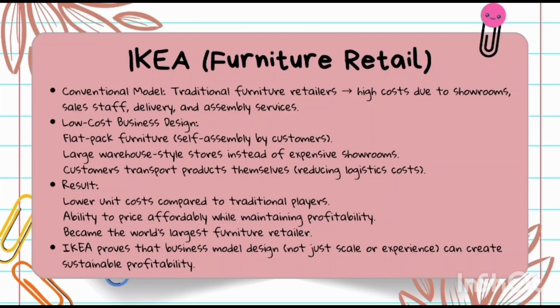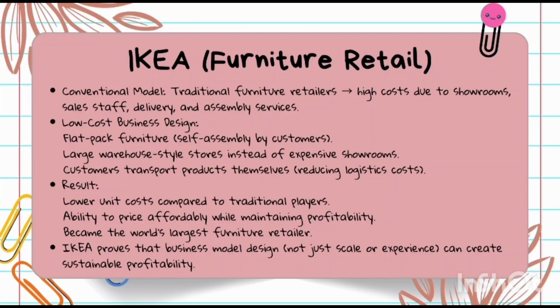So IKEA is one of the best real-world examples of low-cost business design profit. Traditional furniture retailers relied on large showroom sales, staff delivery, and assembly services, all of which added significant costs. Customers paid higher prices because of this structure. IKEA completely reimagined the model. Instead of showrooms, they use big warehouse style stores where customers pick products directly instead of fully assembled furniture. IKEA created flat pack designs, easy to transport, cheaper to ship, and assembled by customers themselves. And by reducing staff assistance and logistics, they eliminated the big overhead costs.